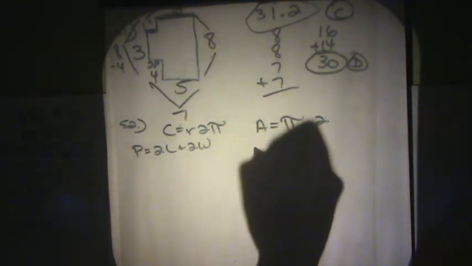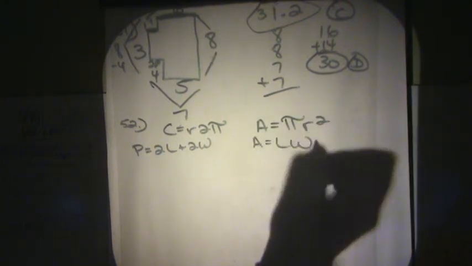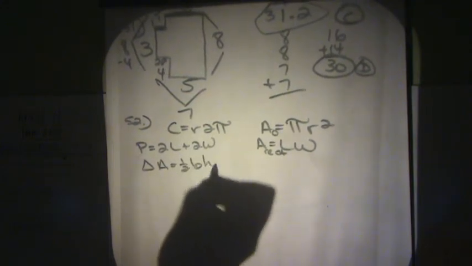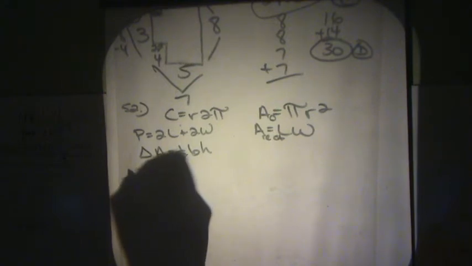Then we've got the area is length times width for a rectangle. This is a circle. And let's see, am I forgetting any? I'm forgetting one. Oh, a triangle, sorry. Area is one half base times height. Using those letters. So 52, we're using the circumference one.